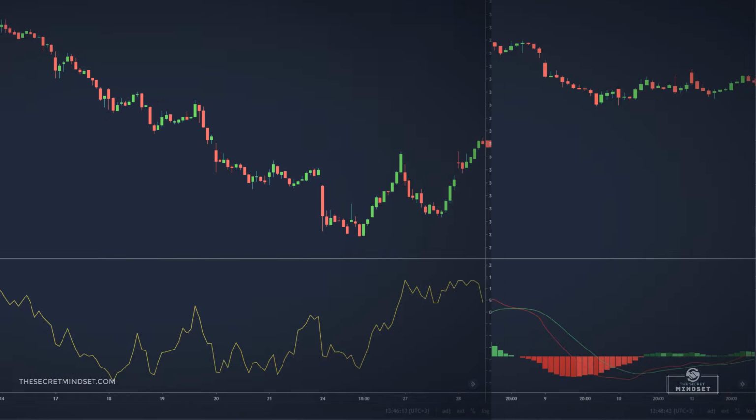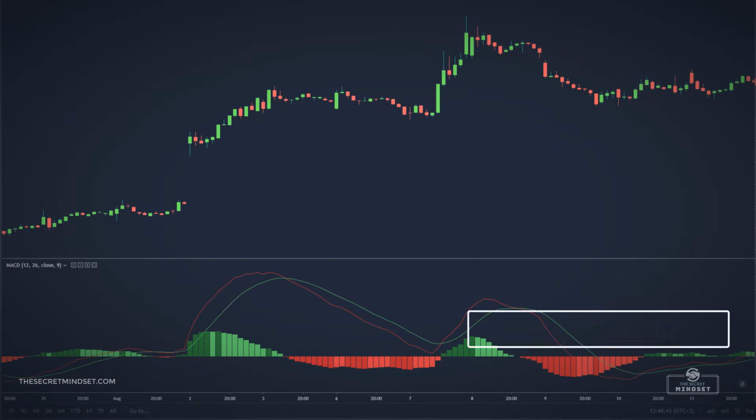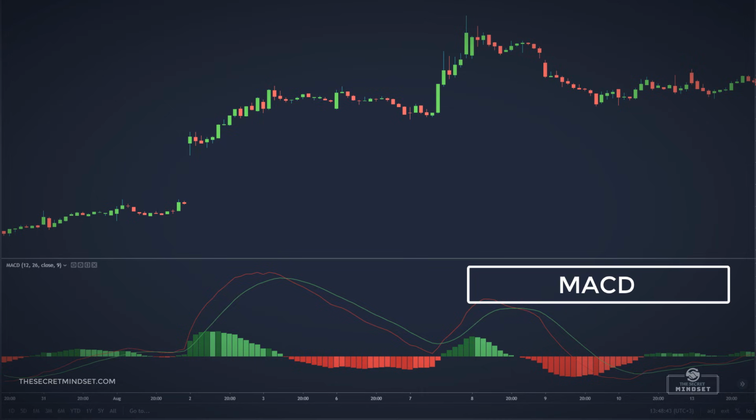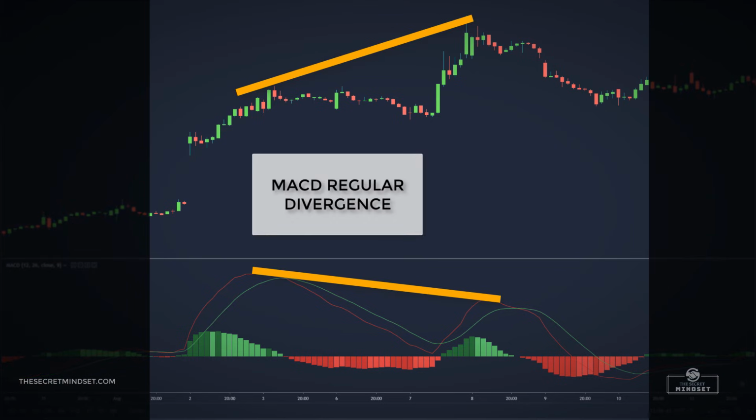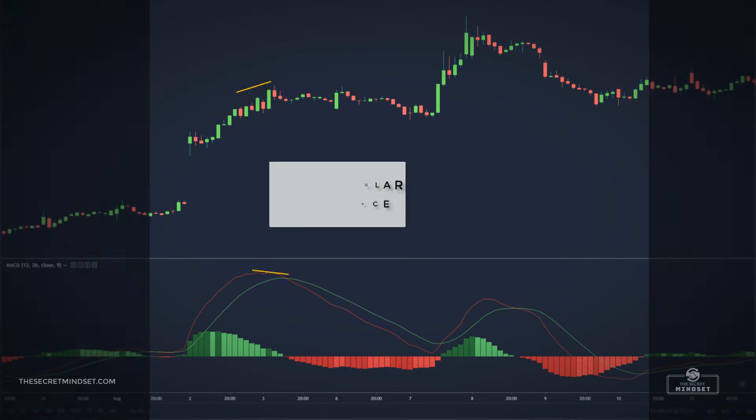And of course, finally, the MACD, probably the most used indicator for spotting divergences by traders, not by me personally. In my opinion, the MACD is one of the worst indicators, but you can find some divergence signals with it, the regular ones in particular, like the obvious signal on this chart.